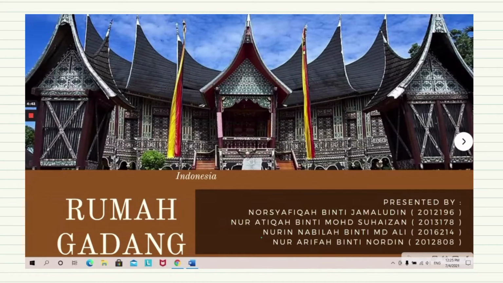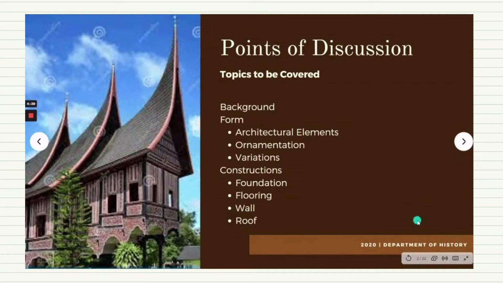So today we are going to present about Rumah Gadang Indonesia. The topics that we will discuss about Rumah Gadang are the background, the form of Rumah Gadang, and the constructions.